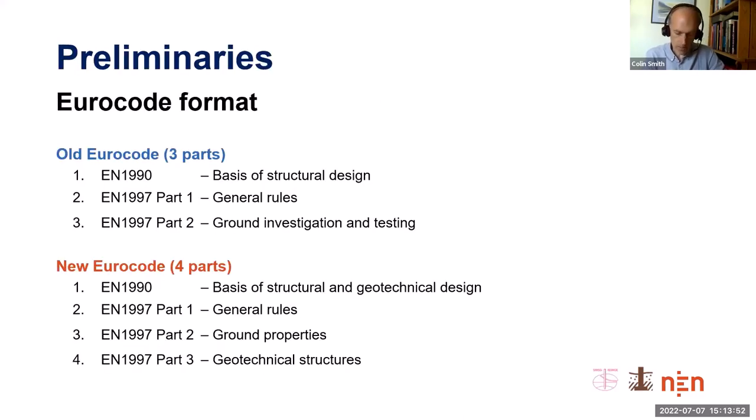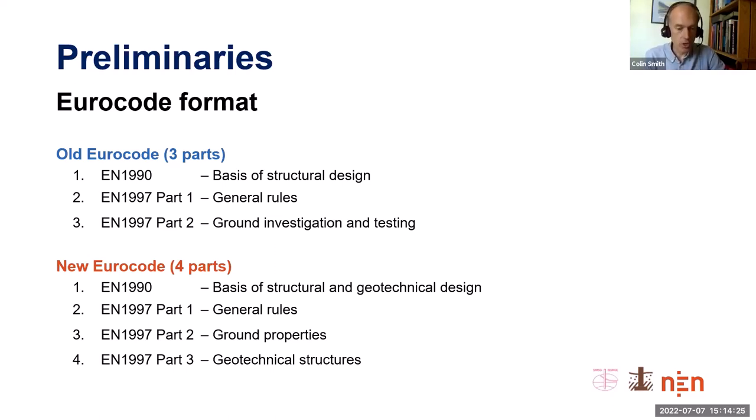Before talking about numerical methods, I think it's good just to get a few preliminaries in for those of you not familiar with the coming new version of the Eurocode. So as you know, the existing Eurocode essentially came in three parts that are relevant to geotechnical engineers. So we had EN 1990, which is the basis of structural design. And then we had EN 1997 part one, which are the general rules, and part two, which covered ground investigation and testing.